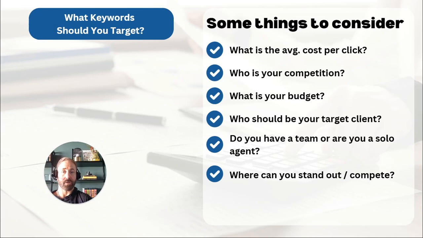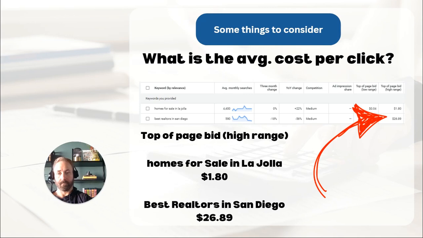Now, some things to consider when you're choosing your keywords, as well as broad match, exact match, those types of things, is: what is the average cost per click? Who's your competition? What is your budget? Who should be your target client? Do you have a team or are you a solo agent? Or where can you stand out and compete to make sure that when you generate that lead, you can turn that lead into actual clients?